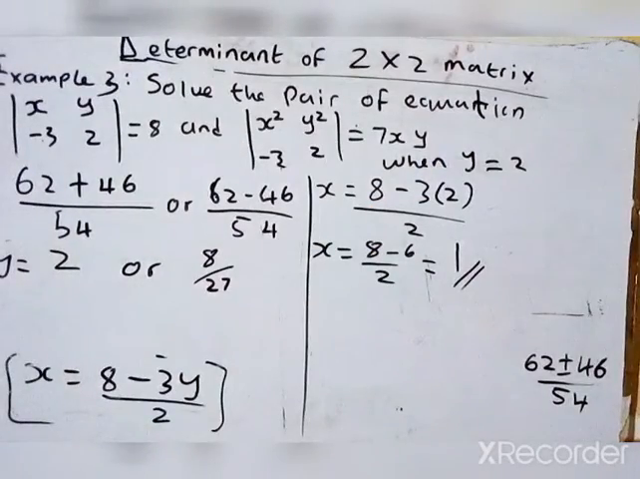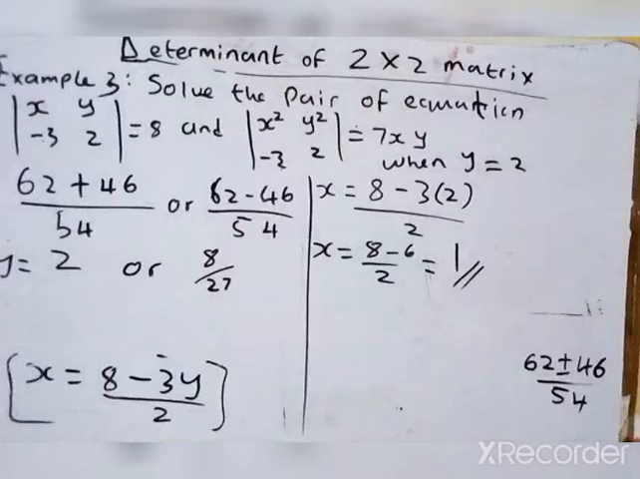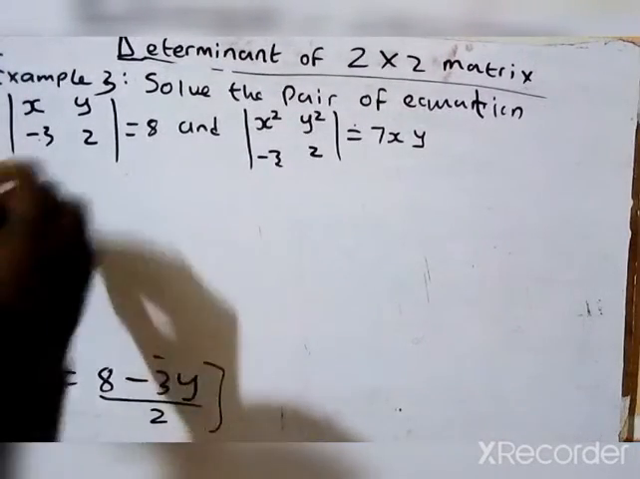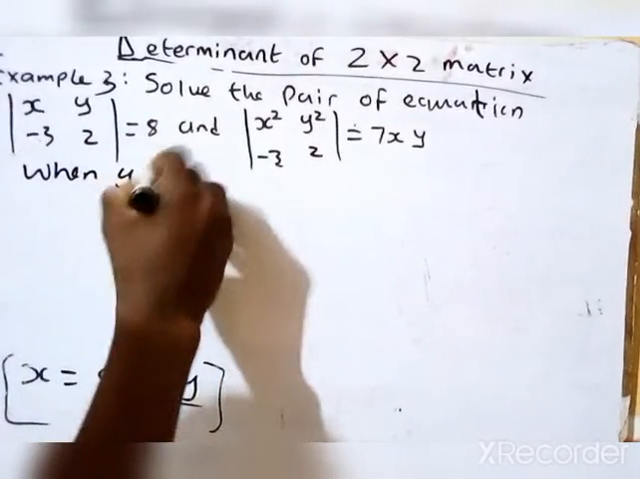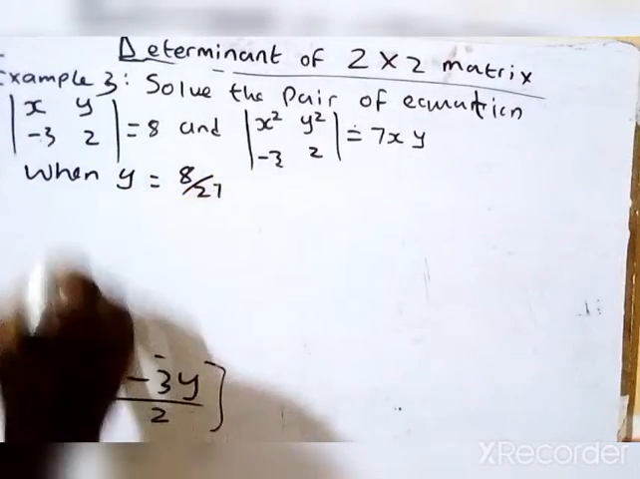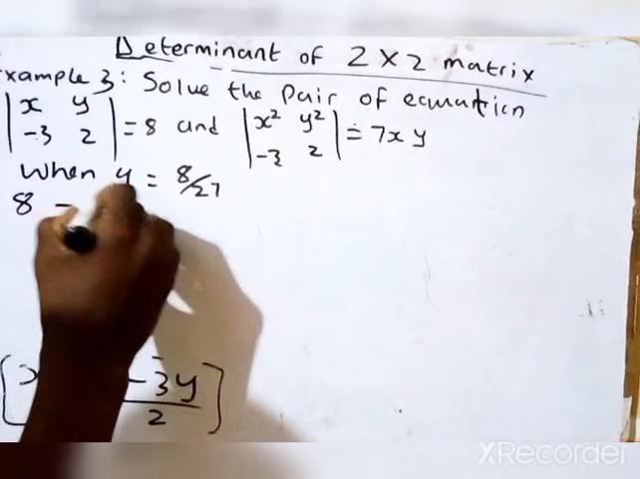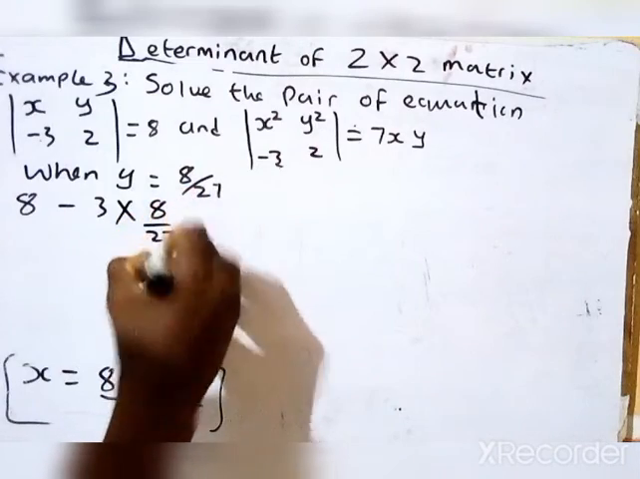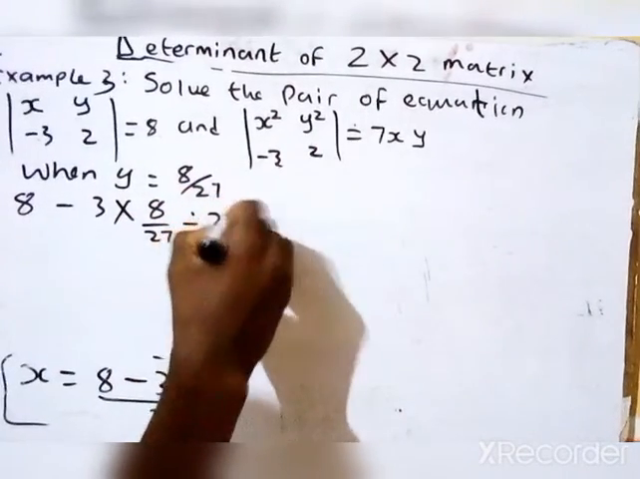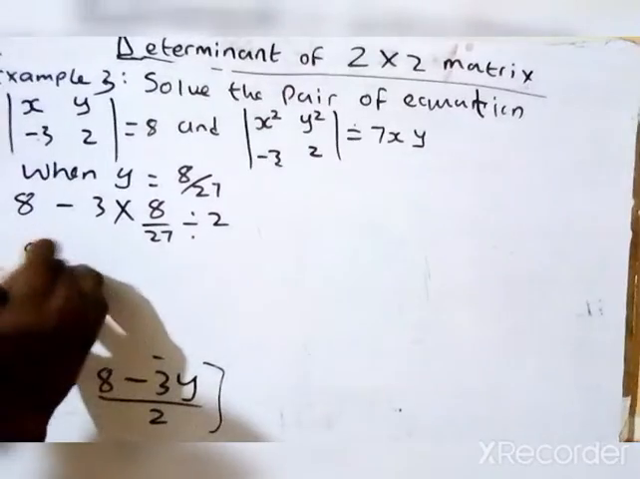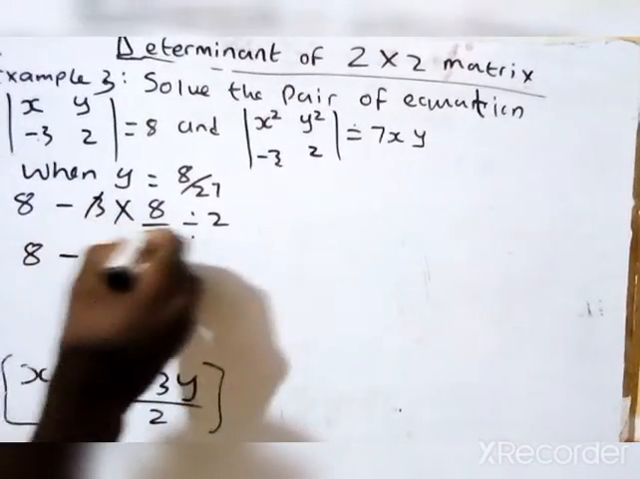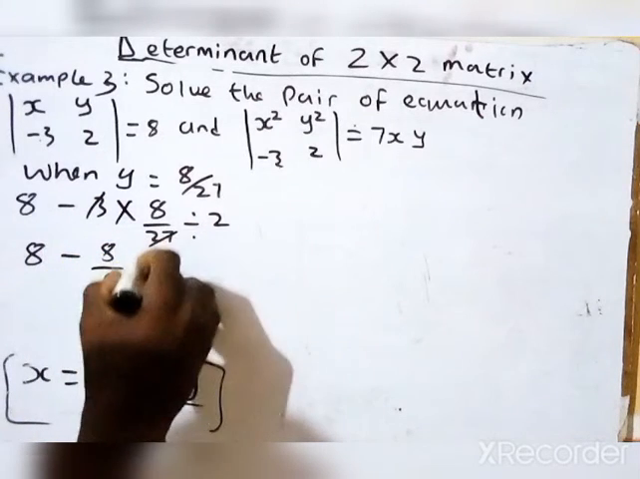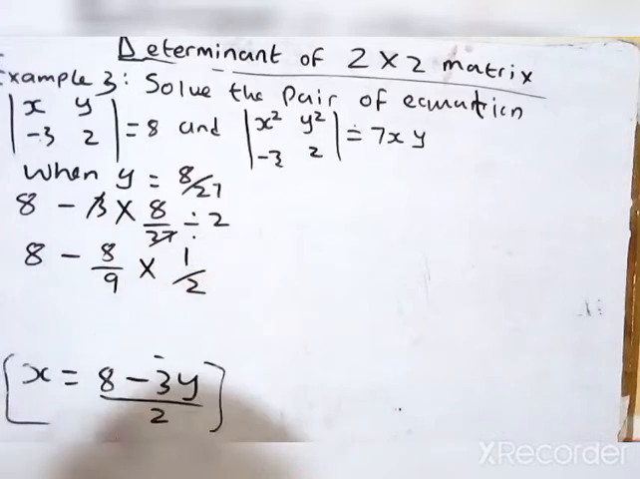So now let's find x when y is 8 over 27. We substitute, we now have 8 minus 3 multiplied by our y, 8 over 27, divided by 2. Right? So we now have 8 minus 3 times 8 over 27, which is 8 over 9, times 1 over 2.